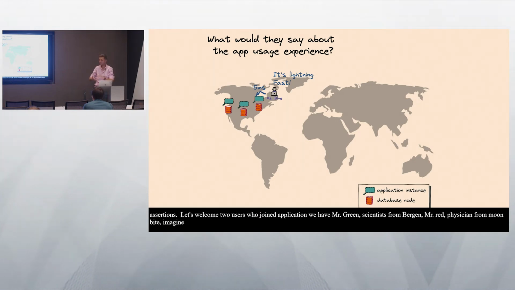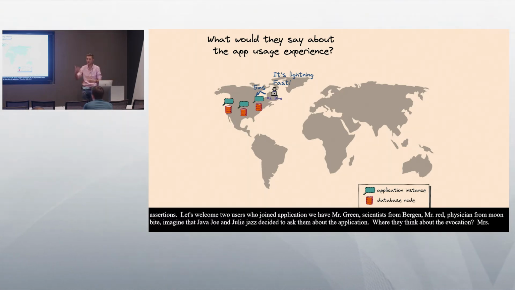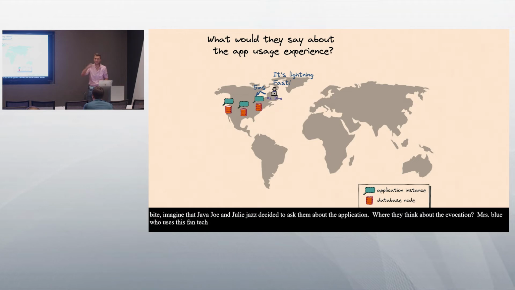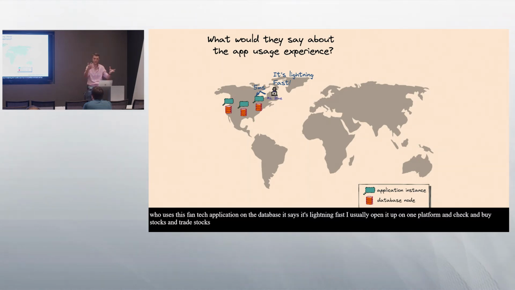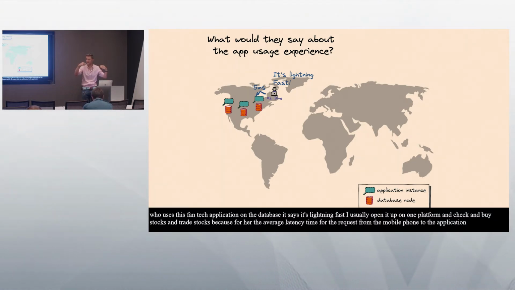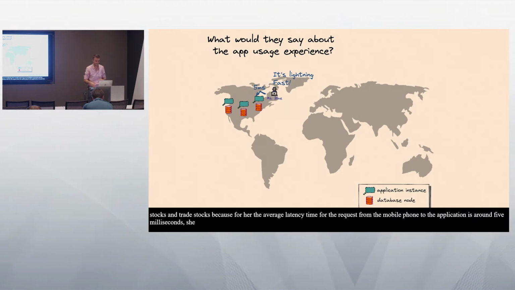Mrs. Blue, who uses this fintech application on a daily basis, says, wow, it's lightning fast. I usually open this up on my mobile phone. I check, let's say, the status. I can buy stocks. I can trade stocks. Because for her, the average latency for the request from her mobile phone to my application instance and database is around 5 milliseconds. She lives in the region of my application database deployment.